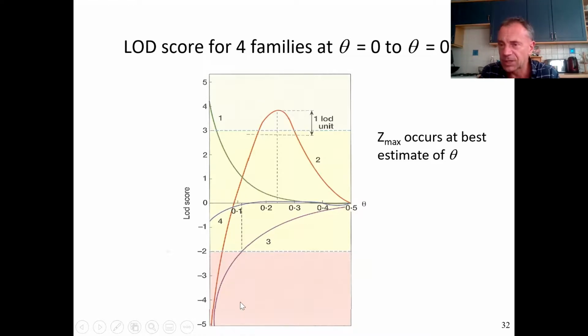If we observe some recombinants, it's impossible that the true recombination probability is 0. That can't be true, and so that likelihood will be 0, and the logarithm of 0 over the null hypothesis is minus infinity. So you have a curve that goes way down and then up.